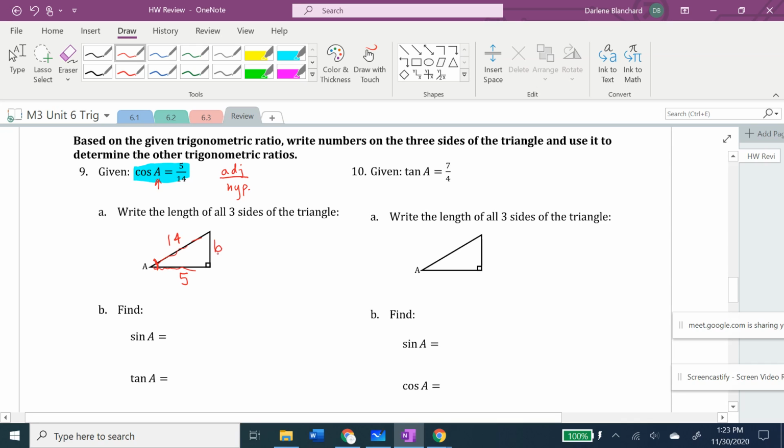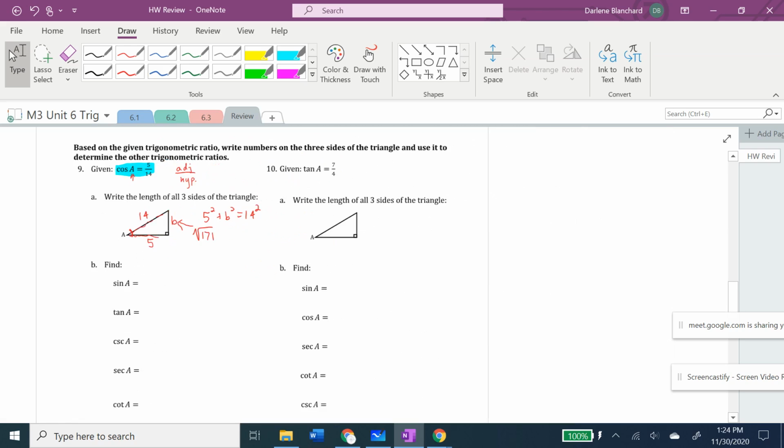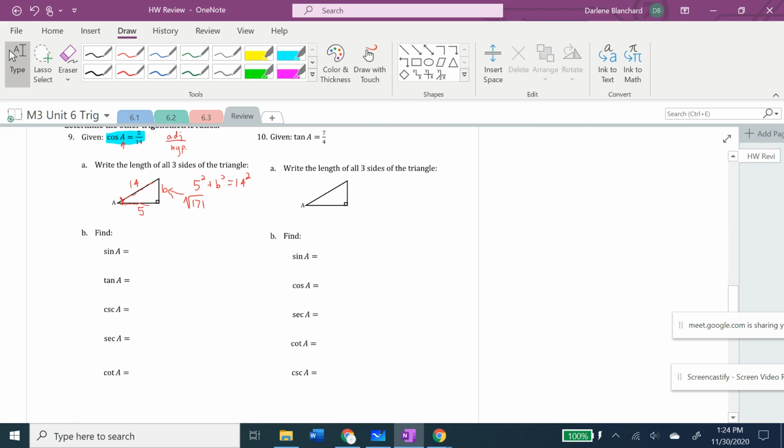So I'll put down this is, say, side length B. So leg squared plus leg squared equals hypotenuse squared. And with this, you can go ahead and use your calculator. And you should get that B is equal to the square root of 171. So with that, you're now finding the other 5 trig ratios.